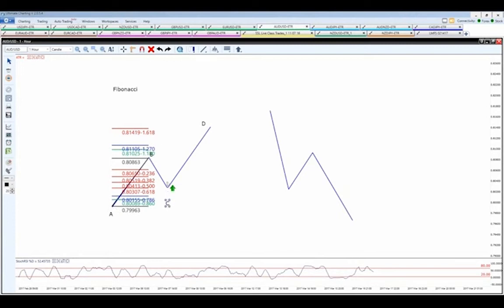If the C point is determined at the blue retracement level, and we buy into the market after that U-turn, we would exit, our D point would be at the blue extension, blue to blue.